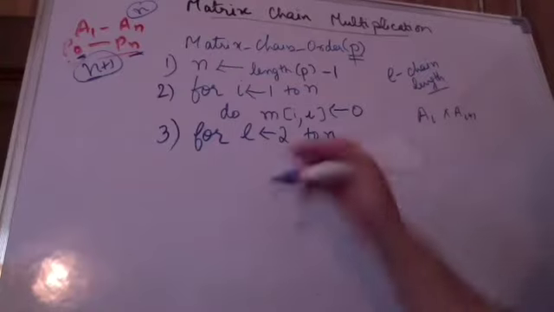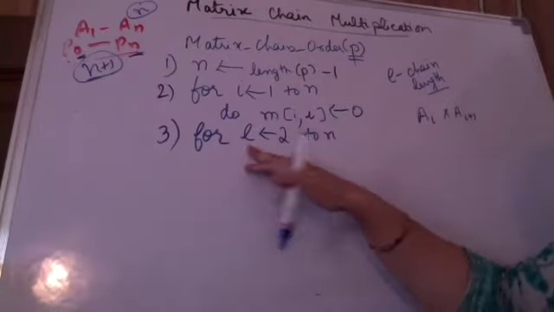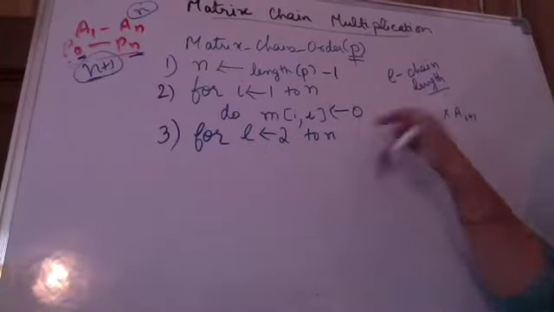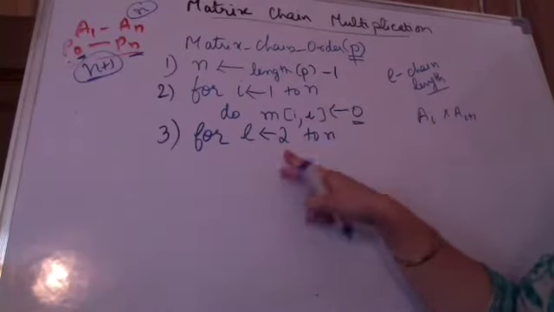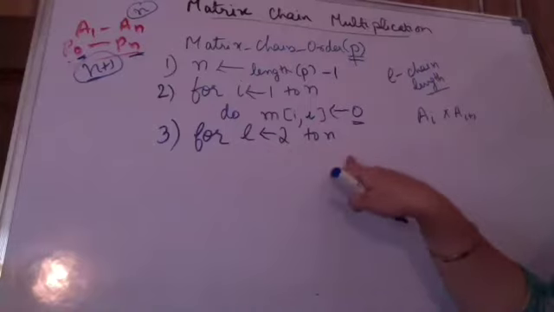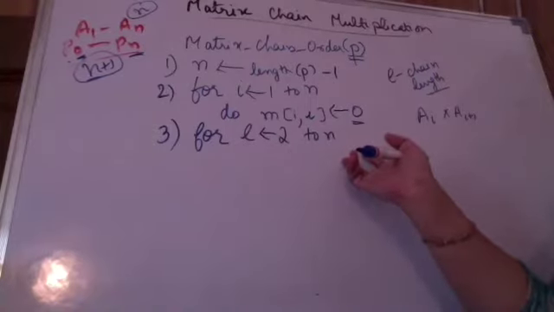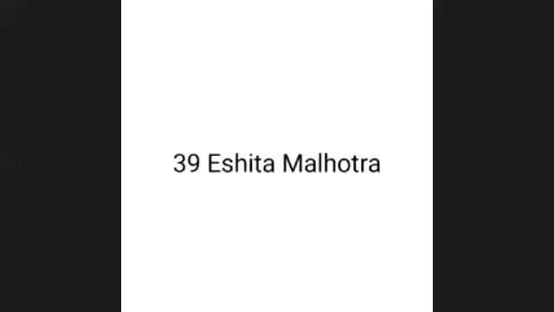So we are saying that this is the chain length. For chains of length 1, we have calculated the cost to be 0. Now we are moving to chains of length 2. For chains of length 2 till length n, that is the final matrix that we are looking at. What am I doing? I am now running I.